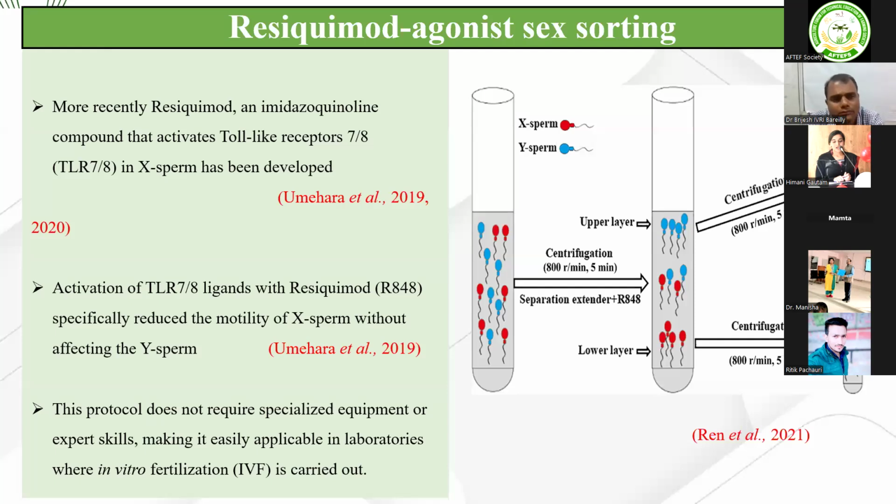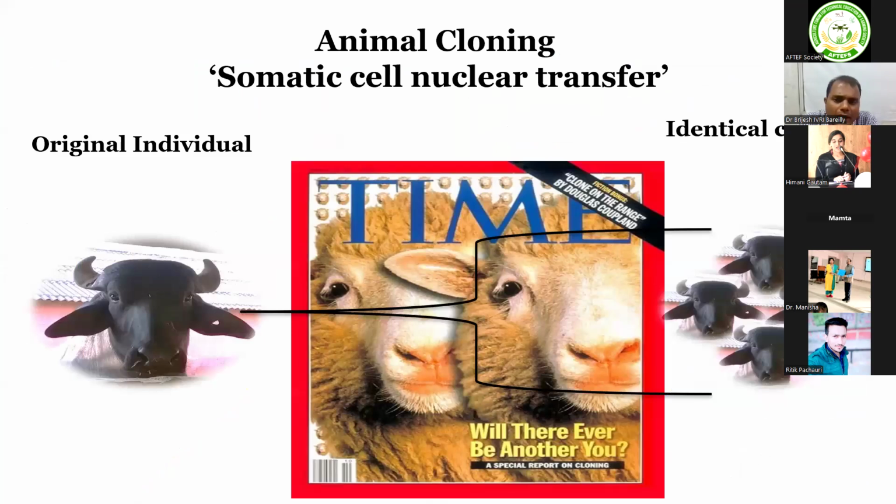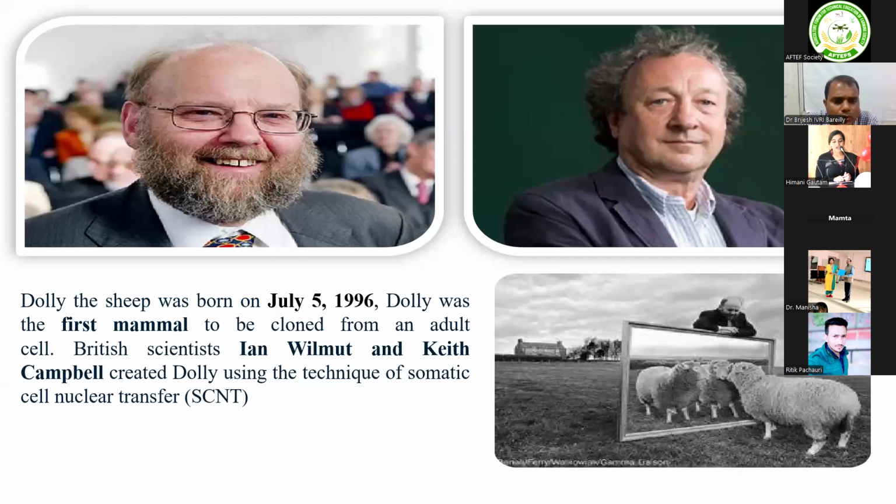And third or fourth one you can say is animal cloning or somatic cell nuclear transfer, wherein we are making an identical copy, genetically identical copy of the individuals. So, first Dolly sheep was born on July 5th, 1996. Dolly was the first mammal to be cloned from an adult cell. And British scientists Ian Wilmut and Keith Campbell in 1996 produced Dolly using somatic cell nuclear transfer.